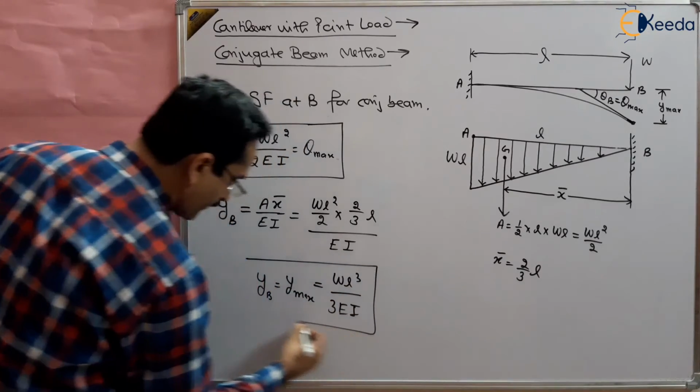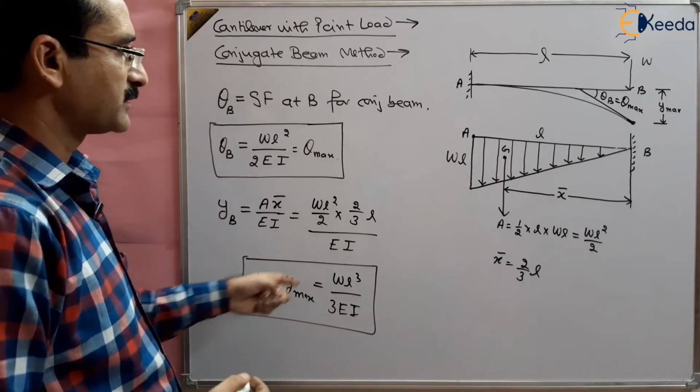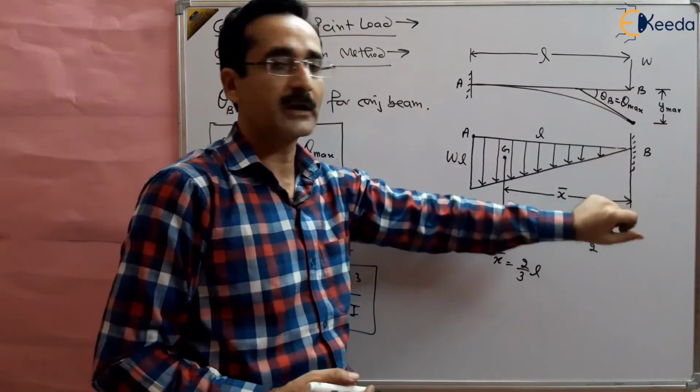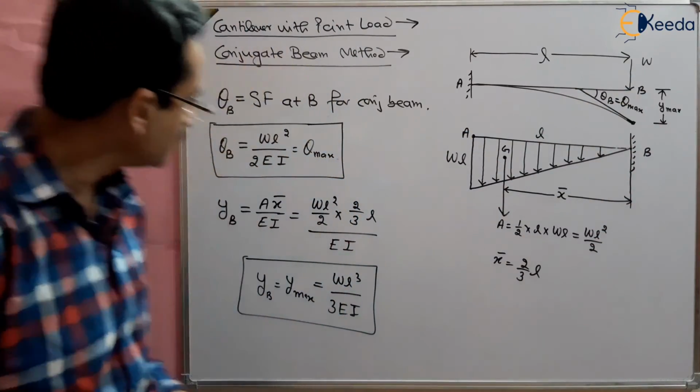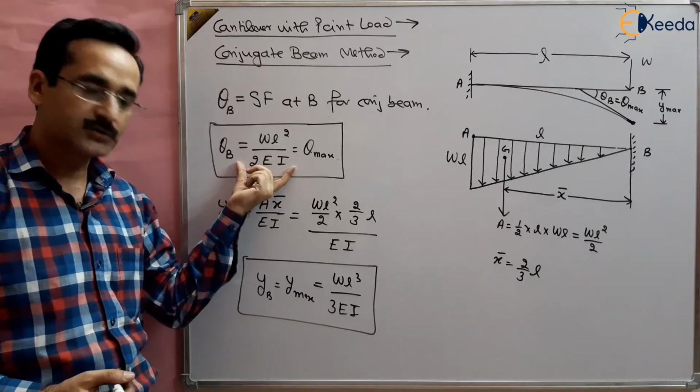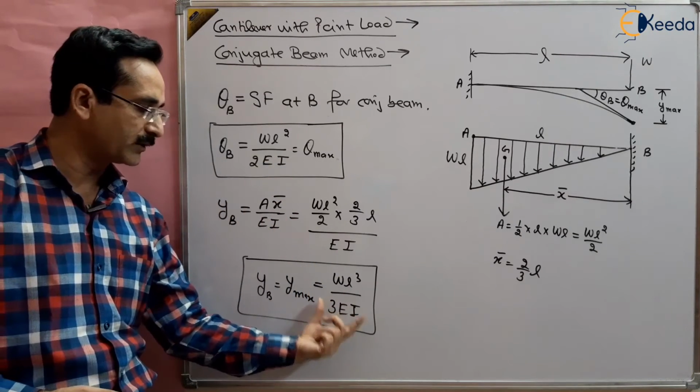So this is how we obtain the maximum deflection for this beam. This is the maximum deflection at B and the maximum slope at B. WL square upon 2EI is the slope and the maximum deflection is WL cube by 3EI.